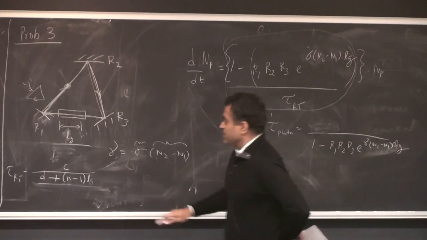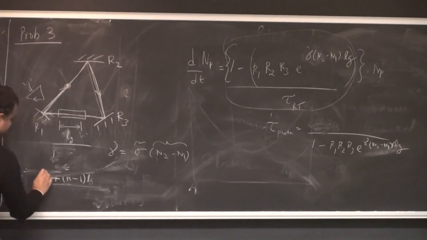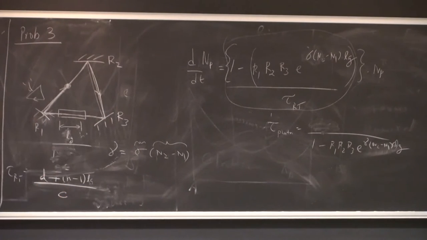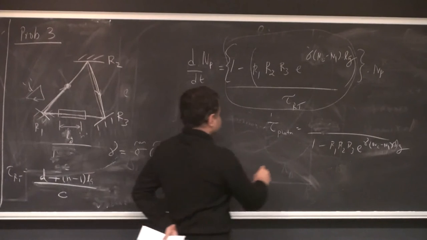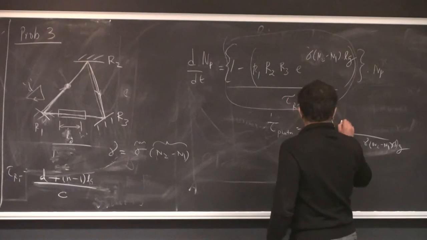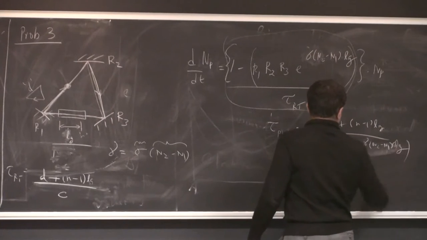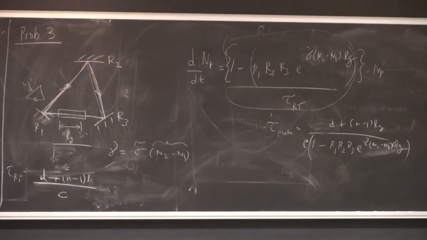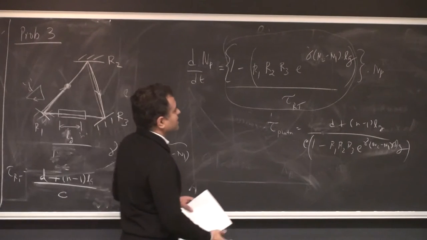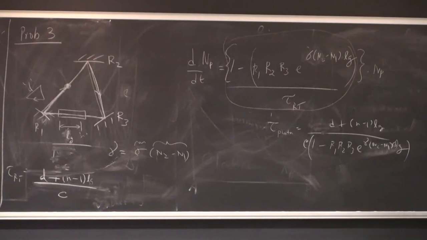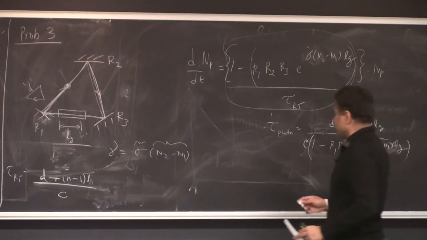Did I write it correctly? Over c, the speed of light. So it's n minus 1 times LG over c, times the whole thing. That's your answer for all parts, the first part and the second part. Now you can plug in the values. The first part is when there's no pumping at all. When there's no pumping, what's going on? What is N2 minus N1?